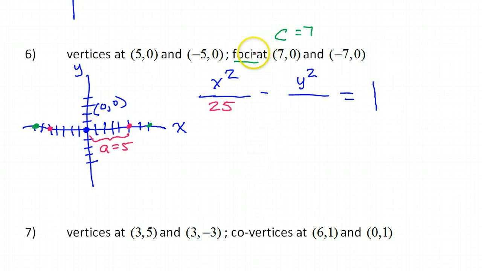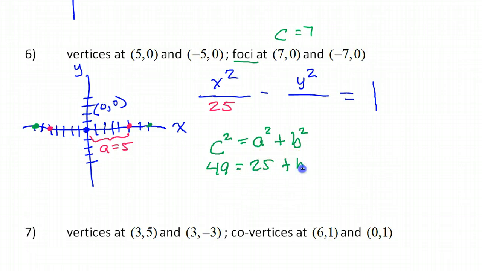So if I have the c value, how'd you get it? I added it, or, wait, I don't know what I did. 49 and 25. What's the formula relating a, b, and c? I want the formula. Give me an equation. Don't know? c squared is equal to a squared plus b squared. All right, this is how it works for hyperbolas. That's the formula. It's just like the Pythagorean theorem. So c squared, so that's 49, is equal to a squared, so that's 25, plus b squared.